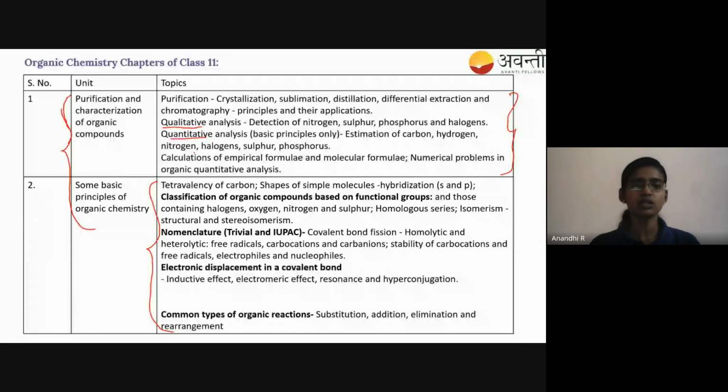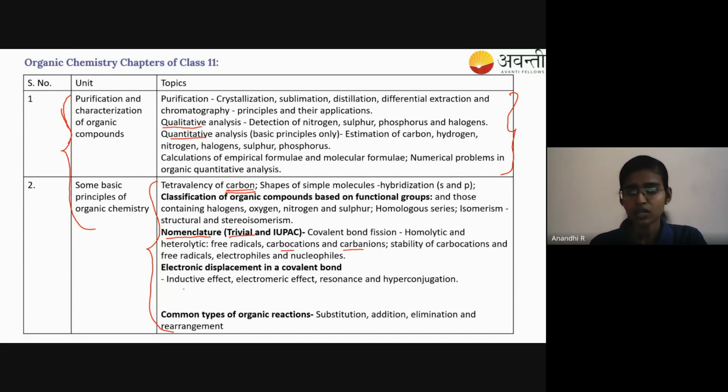And coming to the basic principles, so we are going to study the carbon, because organic chemistry is full of carbon and its compounds, right? So we have to study some introduction about the carbon, then classification, functional groups and nomenclature. So how to name an organic compound, both common name, which is called the trivial name, and IUPAC name, both are discussed under this. And in the reaction mechanism part, free radical, carbocation, carbanion, those are discussed.